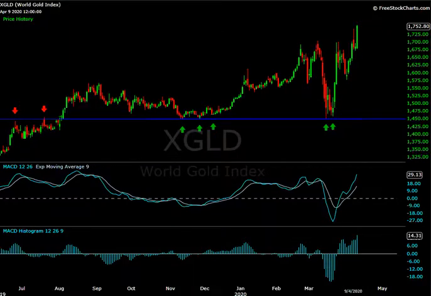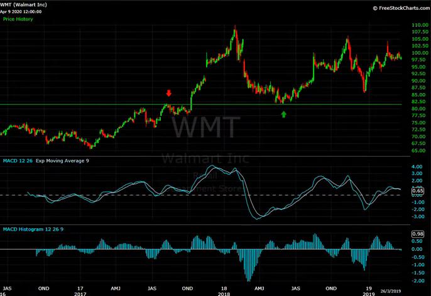Let me give a few more examples so that we can have a better grasp of this concept. Here you can see a chart of Walmart. You can see that this level gets tested a few times. I think it's about 81. So it gets tested a few times, once, twice, 3 times before the final push comes.